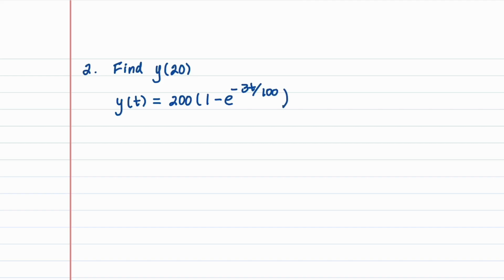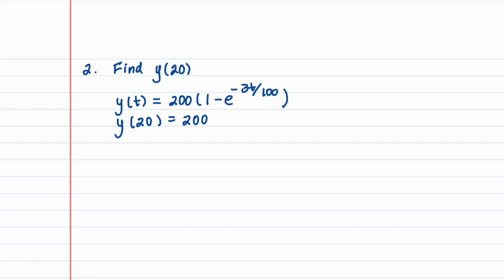The second part of our problem is to find the amount of salt in the tank after 20 minutes. So that means we need to find y at 20. Let's write down what we had for our y of t. It was 200 times 1 minus e to the minus 3t over 100. Now all we have to do is let t be equal to 20.